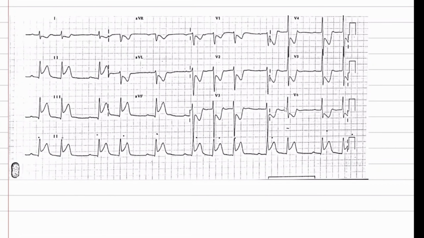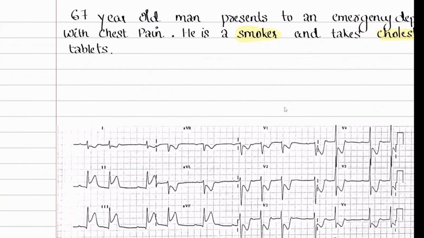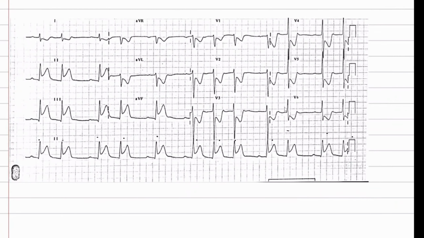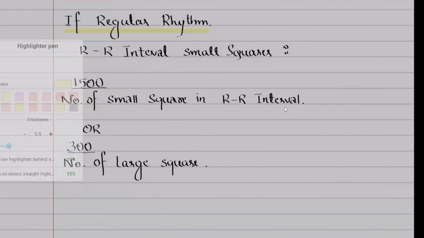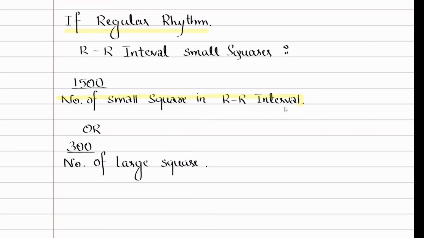Next, we should understand what the ECG talks about. Here, we should interpret the ECG systematically. First, you should look at the rate of the ECG. The rate of the ECG can easily be interpreted by the number of small squares in one RR interval. Okay, calculating the number of small squares in the RR interval.